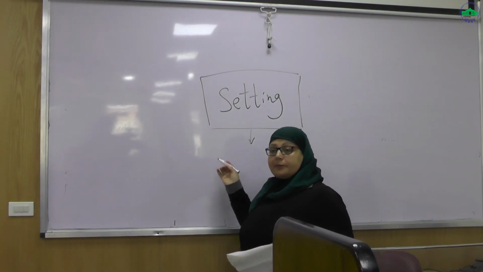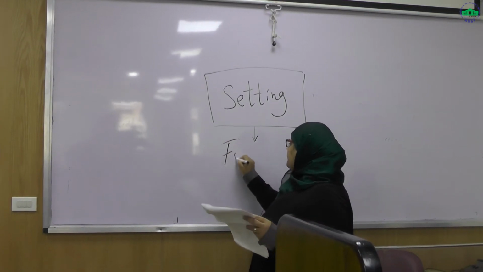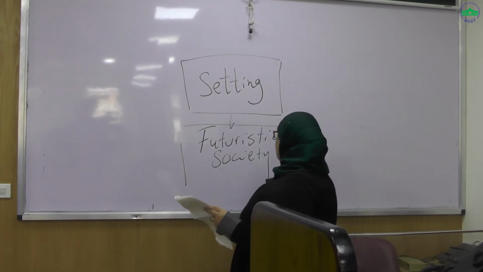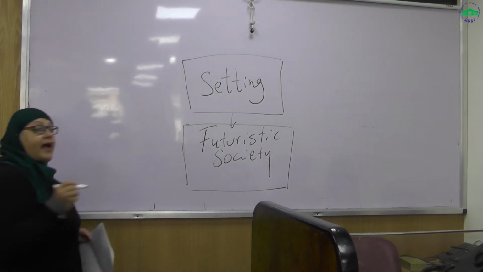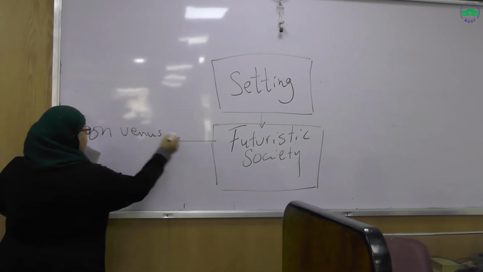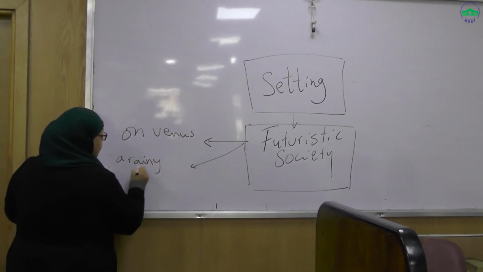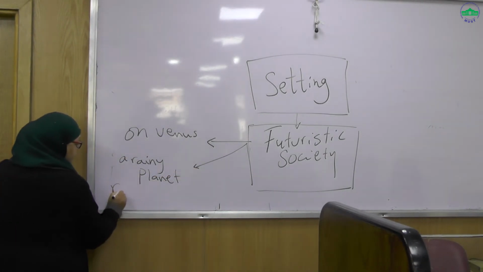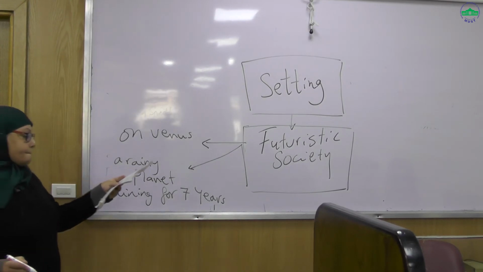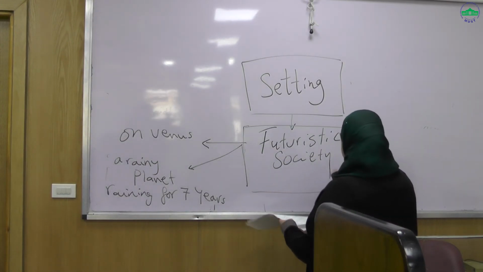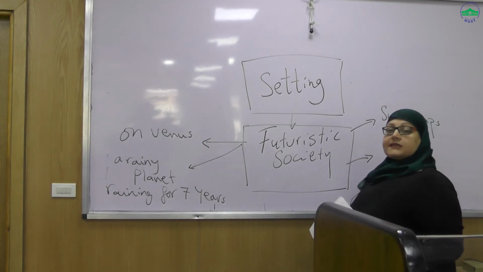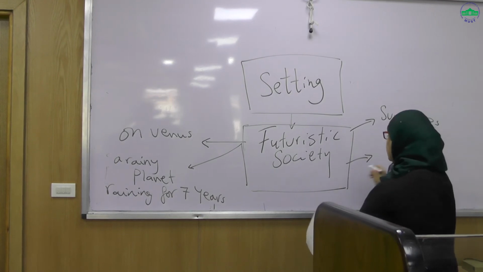Time and place, huh? Explain time and place in what sense? Supply examples, give evidence that it is a futuristic society. Venus? On Venus, number one, yes. What else? You mentioned something. The city is like what? Underground city.